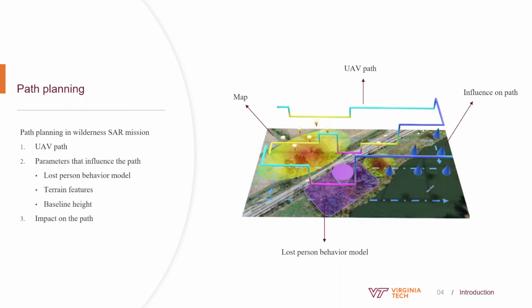You will act as a planning officer to decide the path of a UAV, specifically the height of the UAV for searching. The path is calculated based on lost person behavior, terrain, and offset baseline height. The influence of each parameter on the path will be visualized.